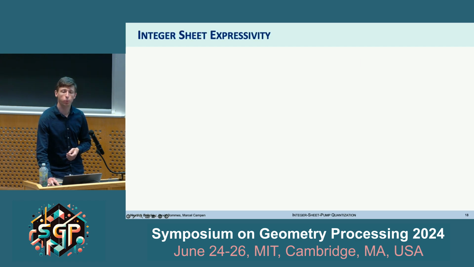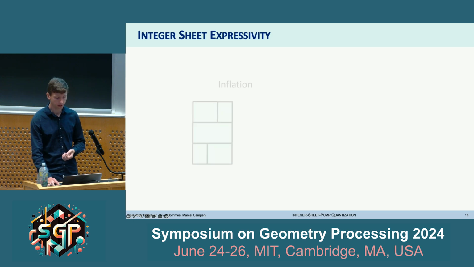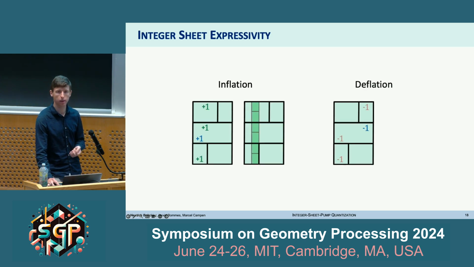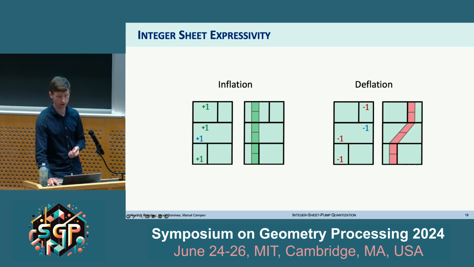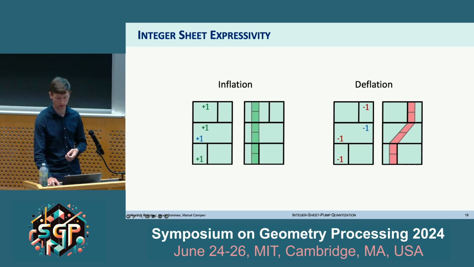Okay, so what can these sheet updates we determine actually do? First of all, they can model inflation of sheets, but in the same way can also represent deflation. And these two images might remind you of hex sheet insertion or removal operators that are sometimes used in hex mesh post-processing. And for these simplistic examples, there sure is a strong connection, but it is important to note that in general, our integer sheet operators are more powerful than hex sheet operators.